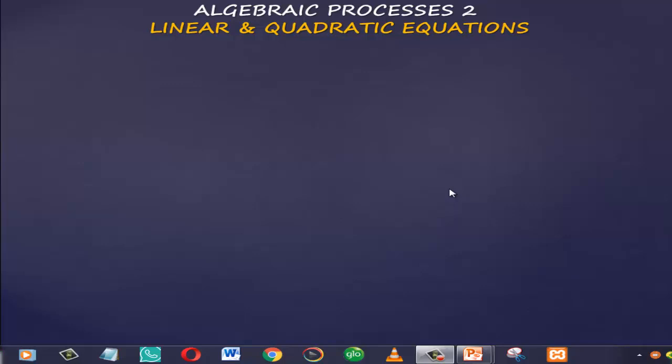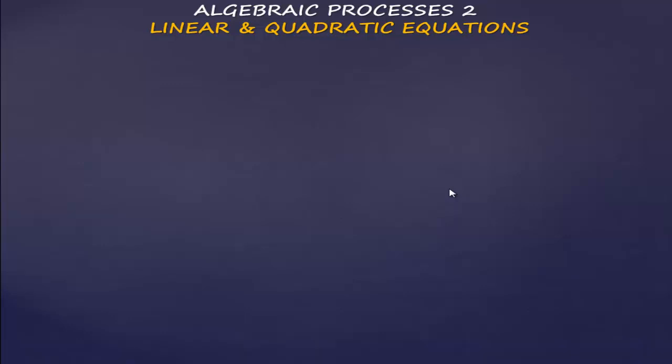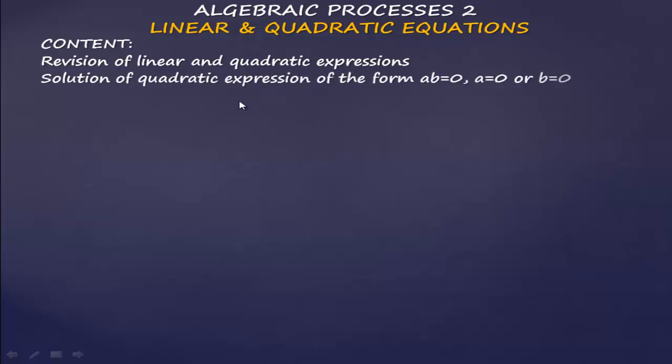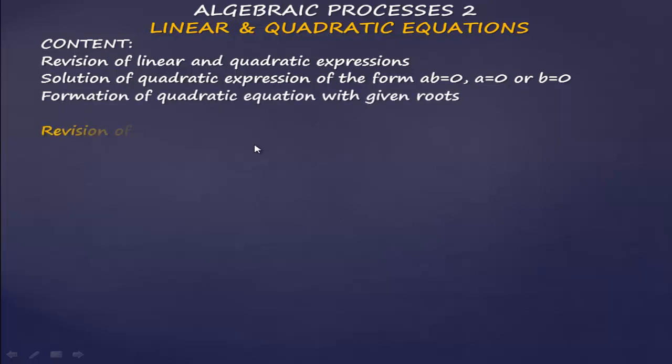Hi everyone, we are considering algebraic process 2, which is linear and quadratic equations. Now, let's move on. The contents are revision of linear and quadratic expressions, solution of quadratic expressions of the form AB equals 0, that is, A equals 0 or B equals 0, and formation of quadratic equation with given roots.